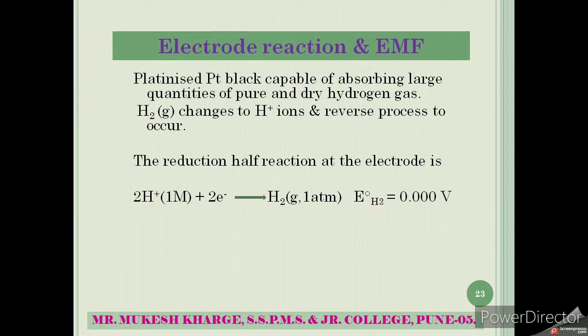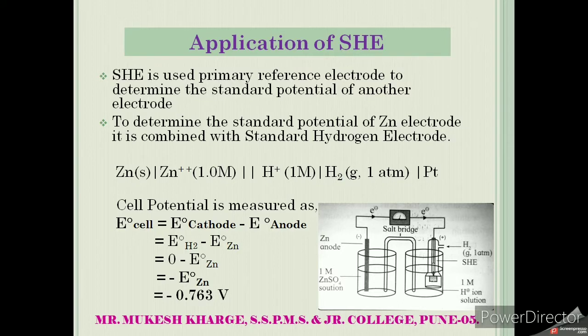Then we have to discuss the application part, application of SHE. SHE is used as a primary reference electrode to determine the standard potential of another electrode. That's why it is called a primary reference electrode.